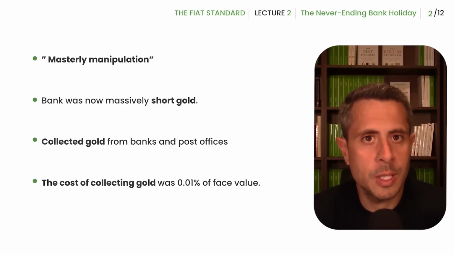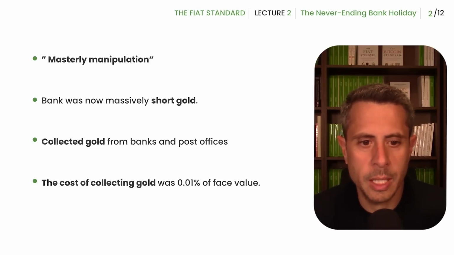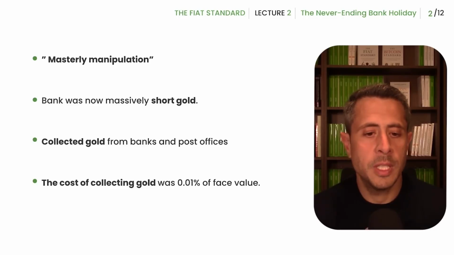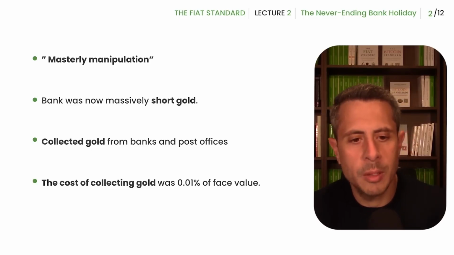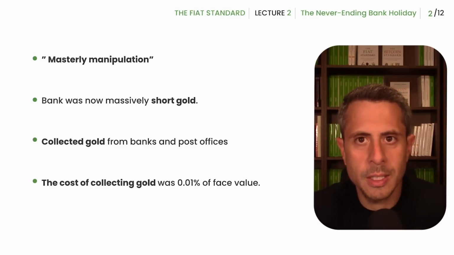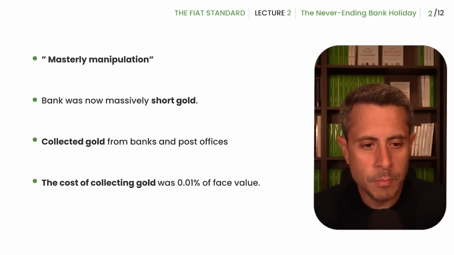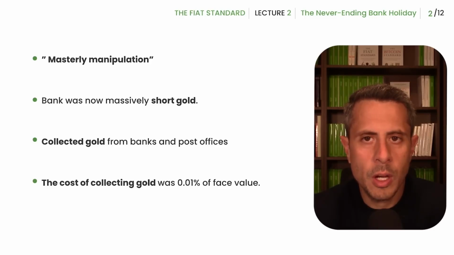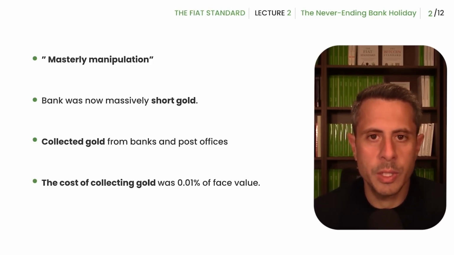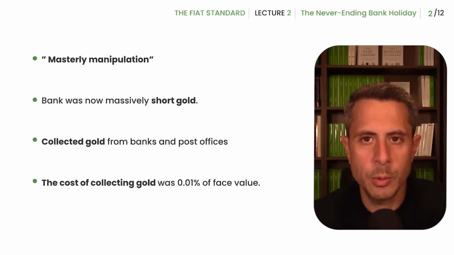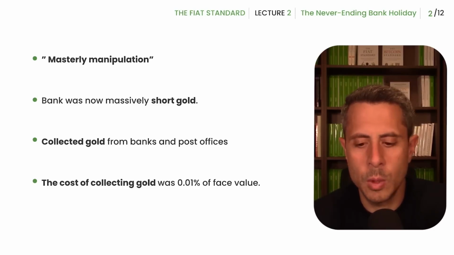And then they got the post offices and the bank to hand over their gold to the central bank. We have the details of how this went about in the book, and I urge you, of course, to look at the book in detail to see how it was carried out. But to conclude, the cost of collecting the gold was roughly 0.01 of the face value of the gold. So for every pound of gold that the Bank of England collected, it cost the Bank of England somewhere in the range of 1 cent, 1 pence, 1% of the pound, basically.